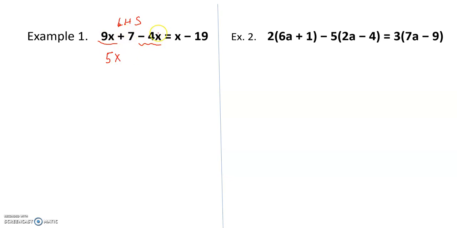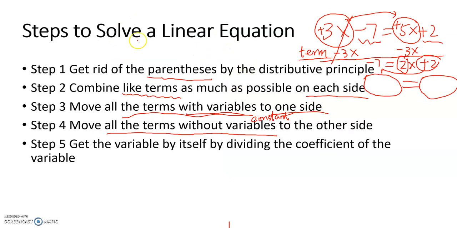And 7, there's no like term on the left-hand side. Plus 7. Remember, it's on each side. We cannot combine anything from the left and right. On the right-hand side, we don't have any like terms. x and minus 19. 19 doesn't have a variable x. We cannot combine them. So we just leave it as x minus 19. So now we finished the second step, combine like terms as much as possible.